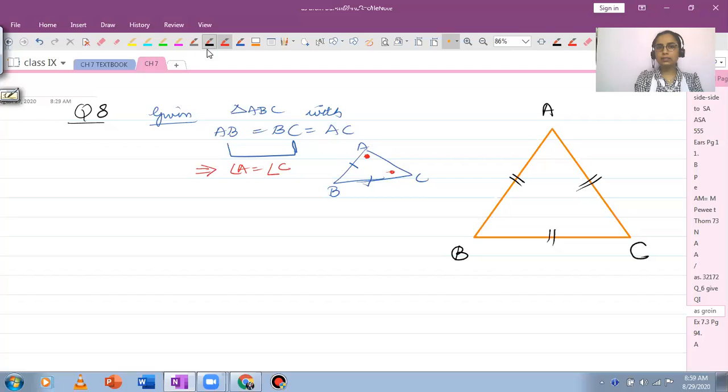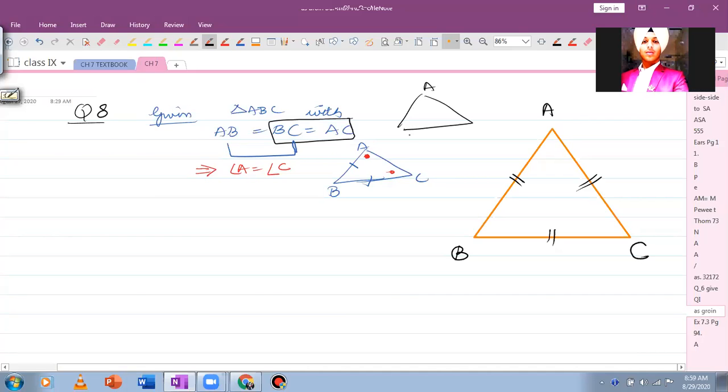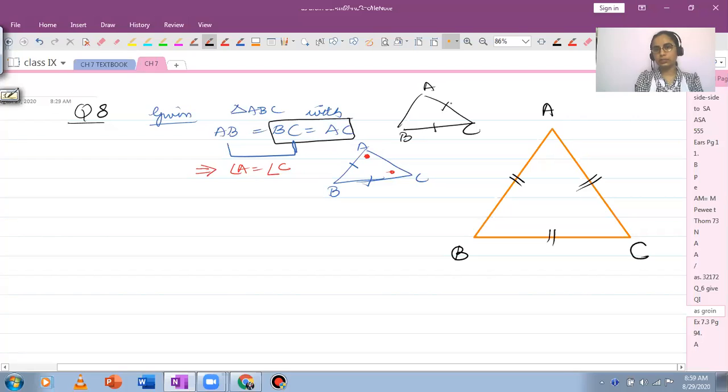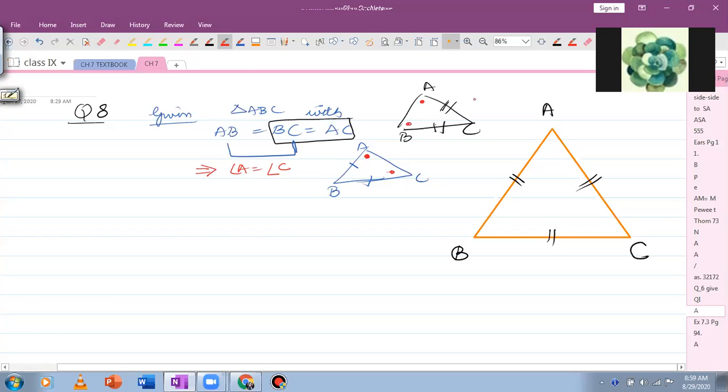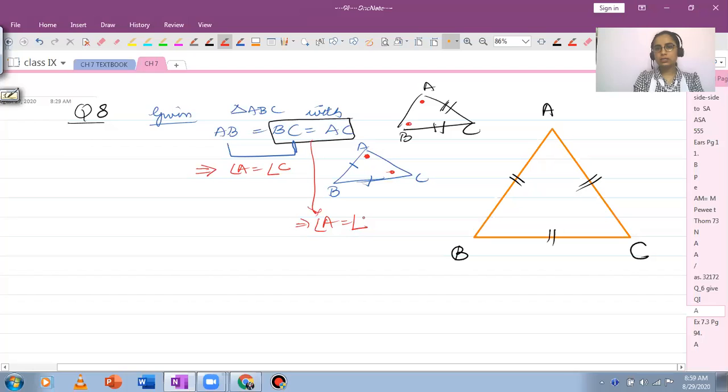If I take the second pair of equal sides, if I consider BC equals AC, so I've got this triangle in which A, B, C are the three vertices, and if I take this pair of equal sides, AC with BC, which two angles will be equal? Angle A and angle B. So this implies that angle A will be equal to angle B.